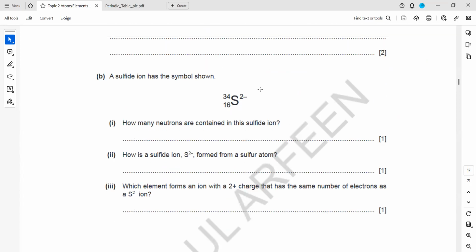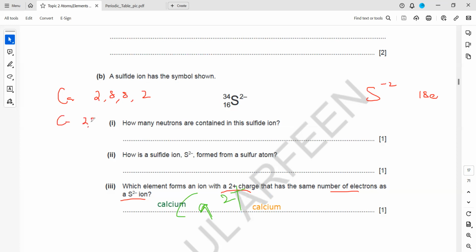Then which element forms an ion with a +2 charge with the same number of electrons as sulfide? So the sulfide ion has 18 electrons. Which ion has 18 electrons? Yes, calcium with +2 will have 18 electrons. Because the configuration of a calcium atom is 2, 8, 8, 2, which is 20. When it loses 2 electrons, it will be 2, 8, 8. So it will become calcium plus 2.